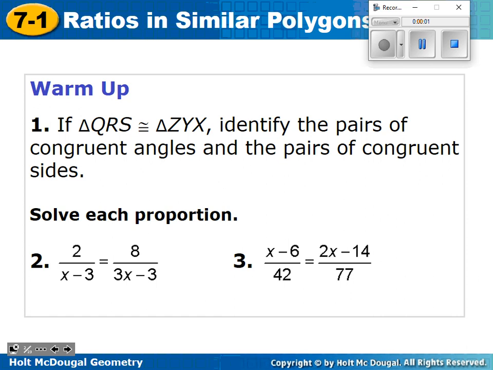Do that, you're going to have to do over and over and over again in this chapter. So first of all, we've talked about in chapter 4 proving triangles congruent.